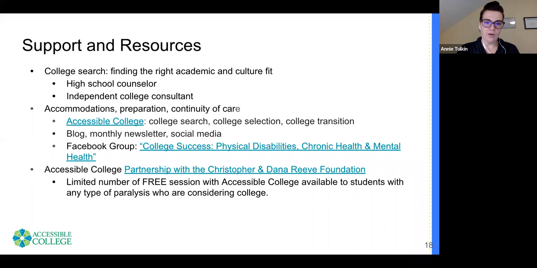And we also have a group that I coordinate with 2 college consultants that's called College Success, Physical Disabilities, Chronic Health, and Mental Health. So it's really focused on those 3 categories of students. There are other Facebook groups that are focused more on autism, learning disabilities, and things like that. So I can point people to those if you're interested.